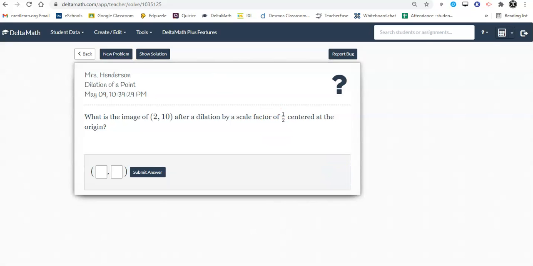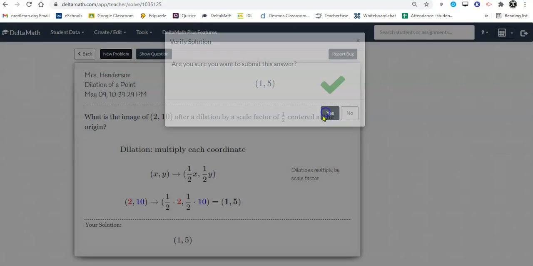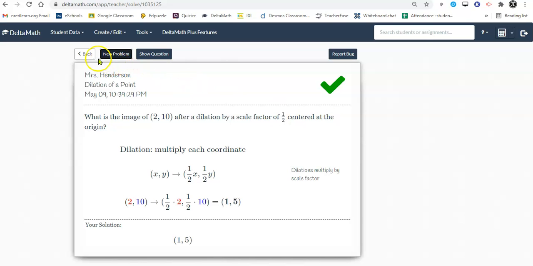So when you multiply by 1/2, you're really dividing by 2. So you want to multiply both of these by 1/2 or divide by 2. 2 divided by 2 is 1. 10 divided by 2 is 5. You type those coordinates in here. And that's it. That is how you dilate a point about the origin.